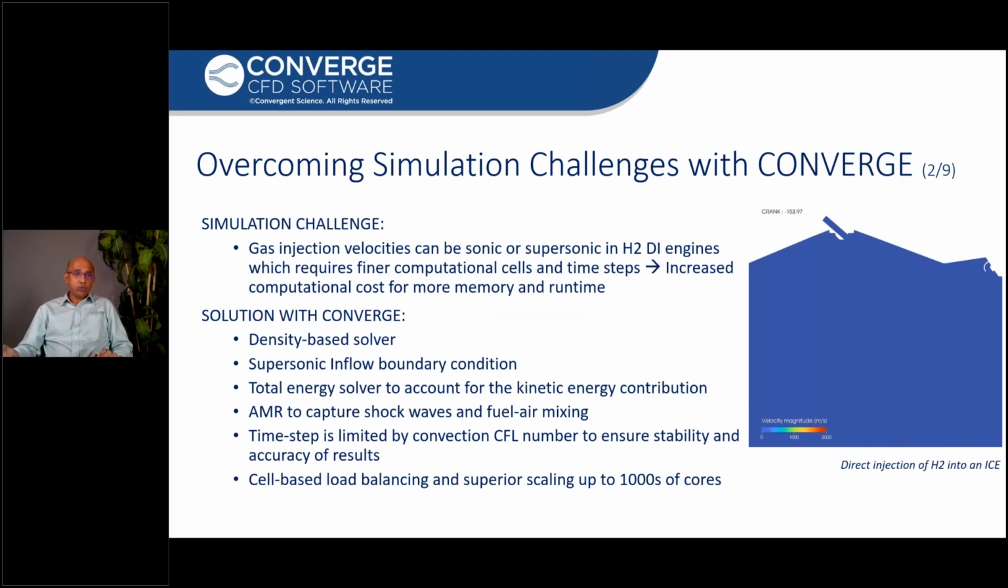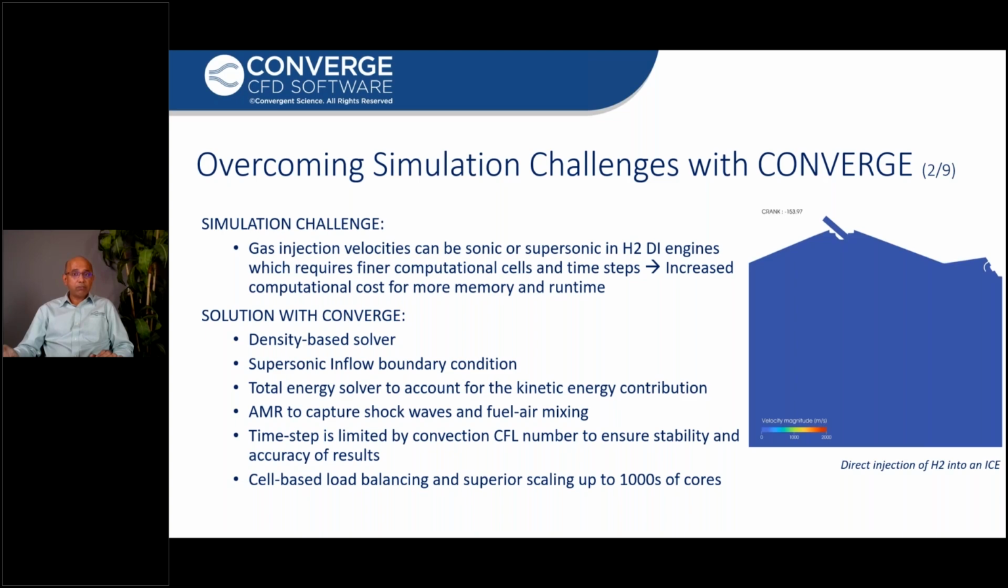Now let's move on to another simulation challenge. The injection velocities of hydrogen in a direct injection engine are either sonic or supersonic. Resolving these high velocities requires finer meshes and smaller time steps. This can be computationally expensive in terms of memory required and runtime.